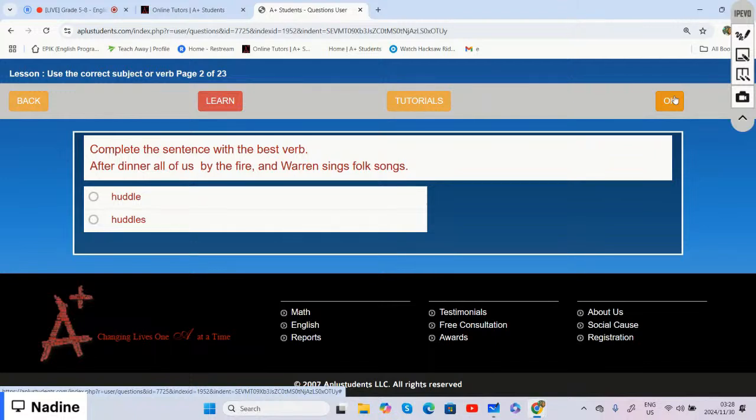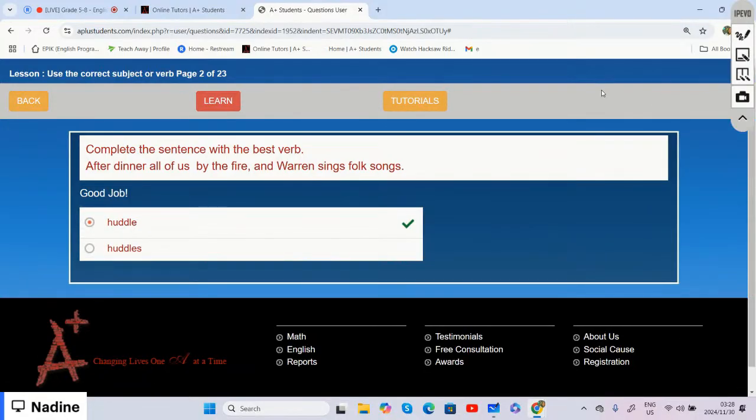All right, so we said after dinner, all of us, we can say huddle by the fire and Warren sings folk songs. Well done.